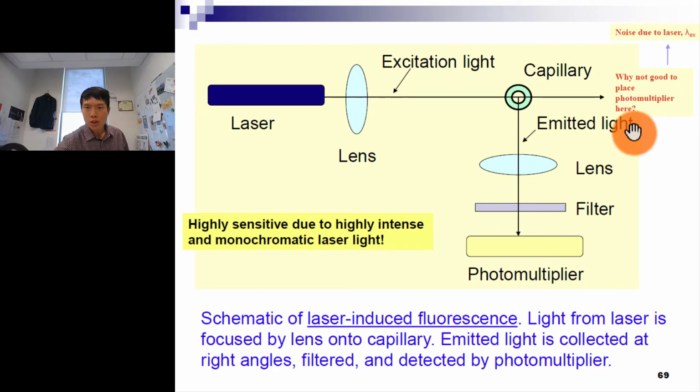So the question is, why do we not want to place it here directly? Because there might be noise due to the laser here. You have some scattering. You don't want to measure your noise. You want to measure what is absorbed and then emitted. Very sensitive because it's a monochromatic laser light, which also means that the laser has to be very accurate, and when it's spoiled, it's not so affordable.